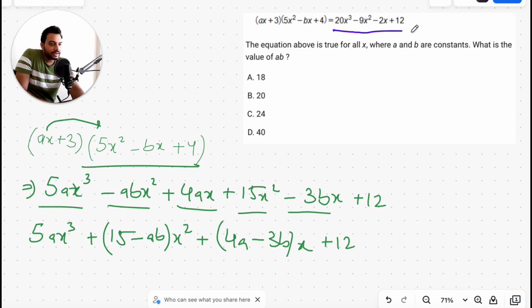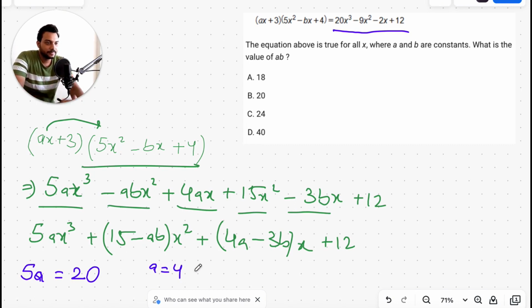Looking at the right hand side, there's one x cubed term. Now we'll start comparing. The coefficient of the x cubed term on the left hand side and right hand side must be equal since the expressions are equal. That is given to us. So 5a, the coefficient of x cubed on the left hand side, is equal to 20, which is the coefficient of x cubed on the right hand side. So a is equal to 4 from here.